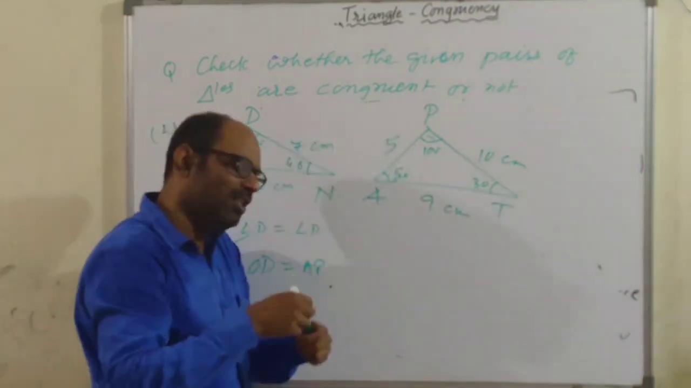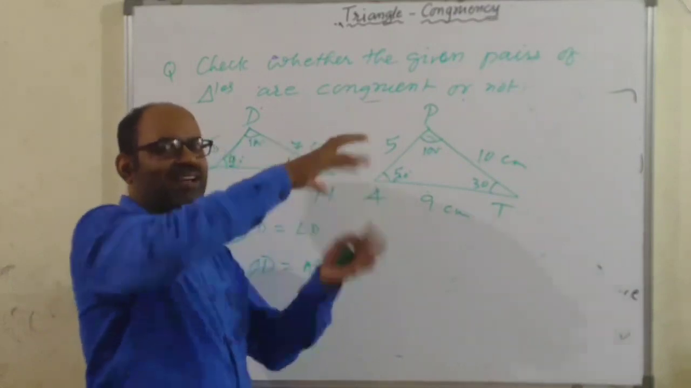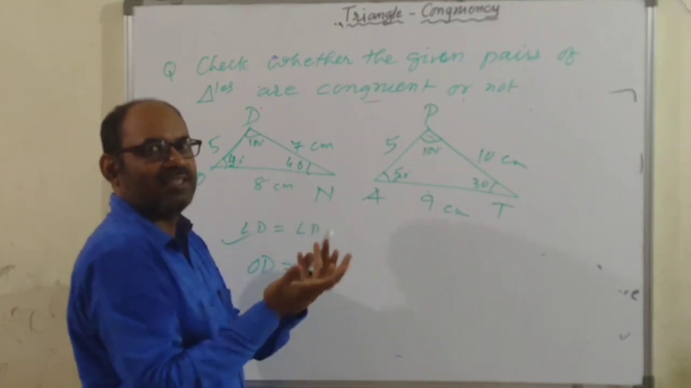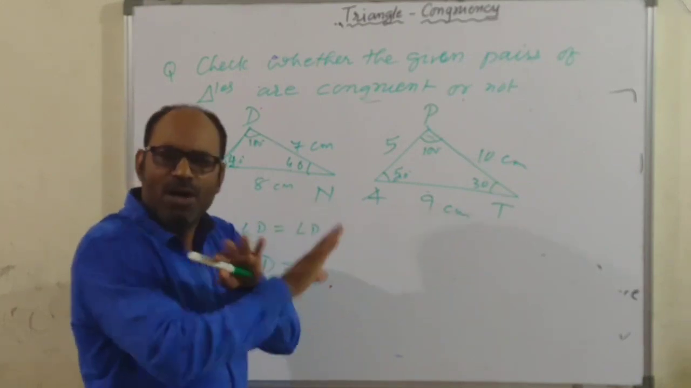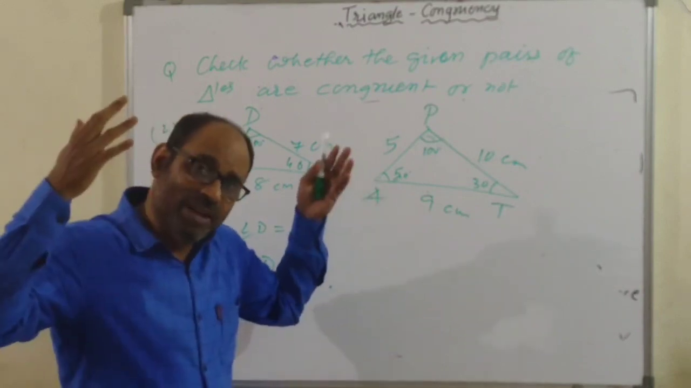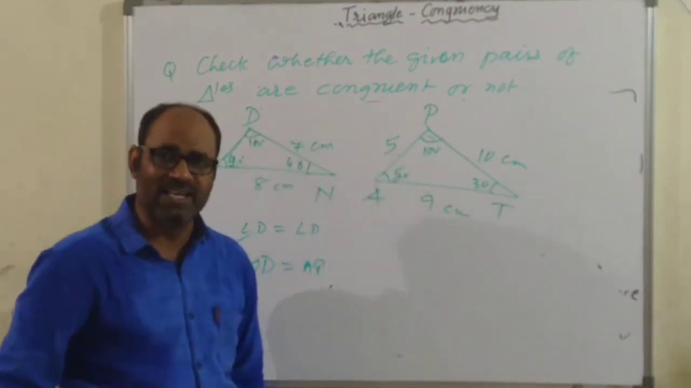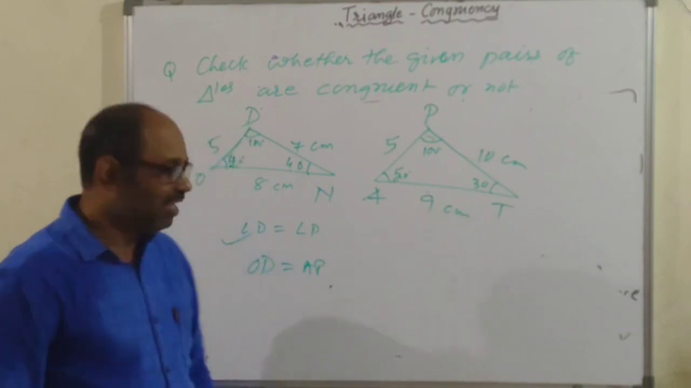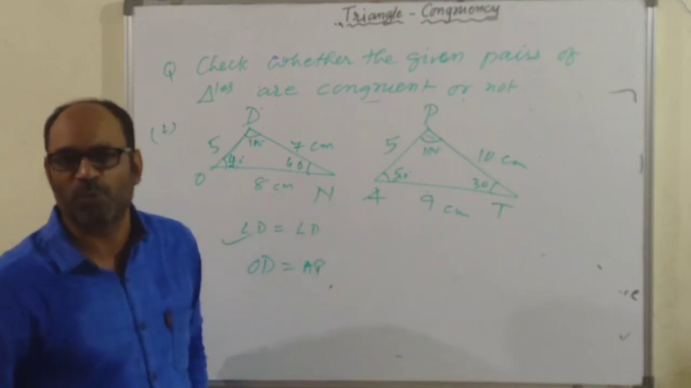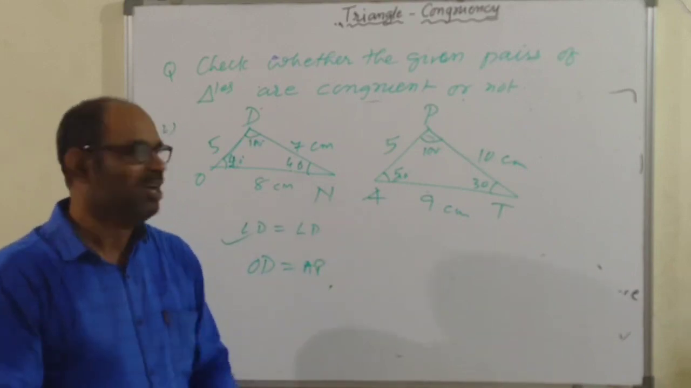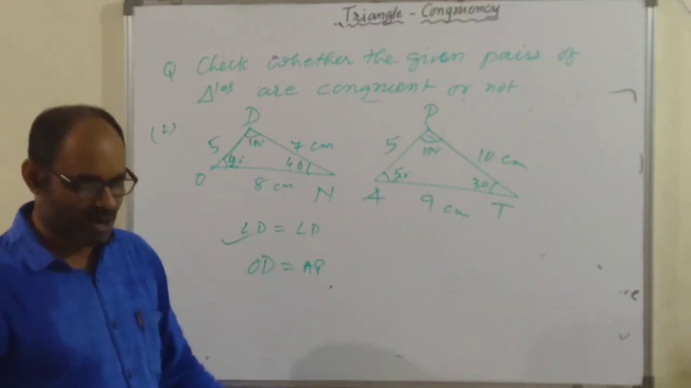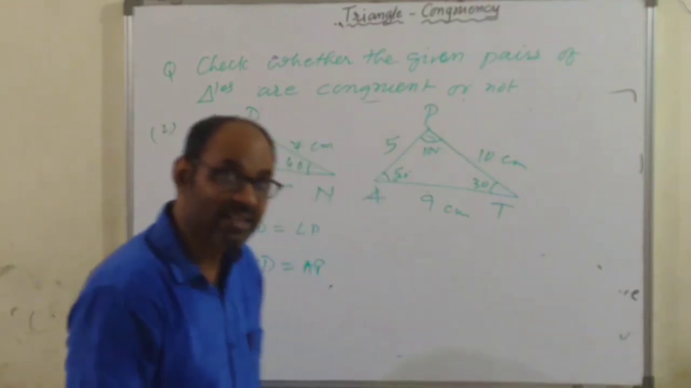You try all 6 correspondences. 1, 2, 3, 4, 5, 6. For not even one correspondence will they be congruent. They will be congruent only if corresponding angles and corresponding sides are equal. But here only one corresponding angle and one corresponding side is equal. The other corresponding angles and corresponding sides are not equal. So the two triangles are not congruent. Take any correspondence, they are not congruent. Is that clear to you?